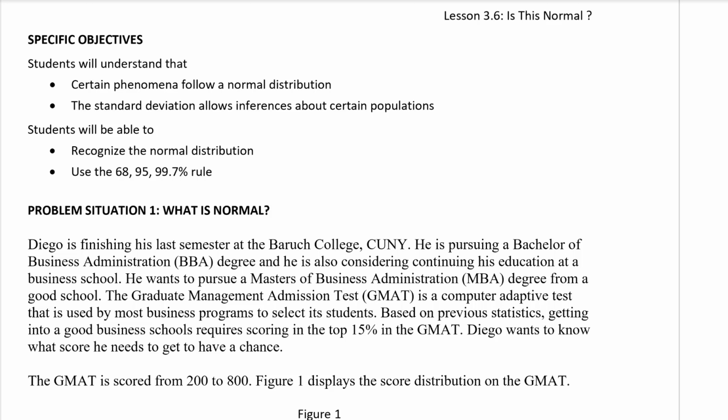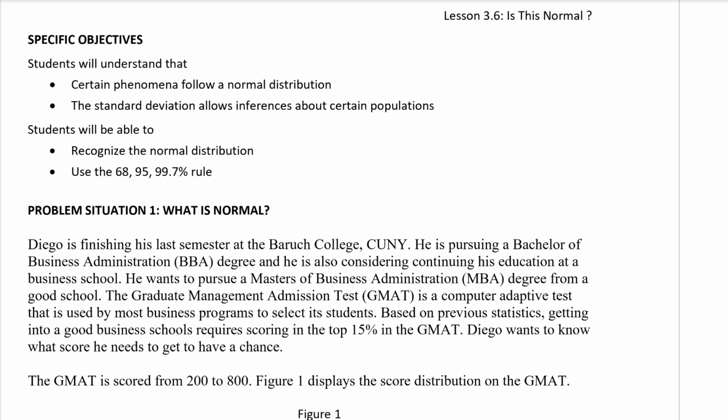Hi everybody, this is lesson 3.6, the final lesson in module 3, and we're going to talk about something called normal distribution. It's the last topic in statistics that we'll cover in our course. So let's read the specific objectives. Students will understand that certain phenomena follow normal distribution. The standard deviation allows inferences about certain populations, and students will be able to recognize the normal distribution and use something called the 68, 95, 99.7% rule. All right, let's begin looking at this.